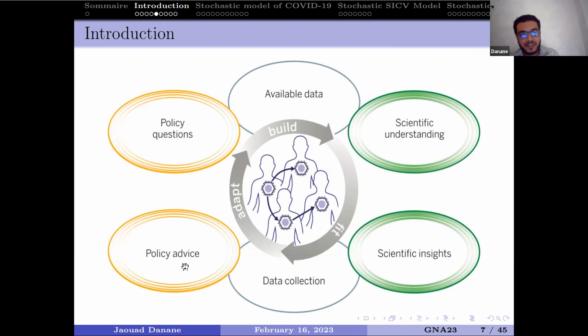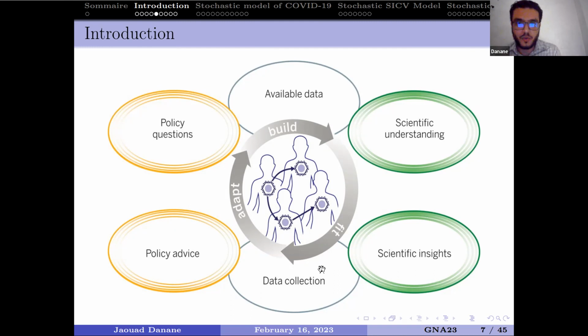In general we have the policy advice, and we adapt this policy advice to give the policy question. The policy question we build to illustrate the available data. When we have the available data, we can give some scientific understanding of the infection, and we give some scientific insight or scientific recommendation, and we collect new data.